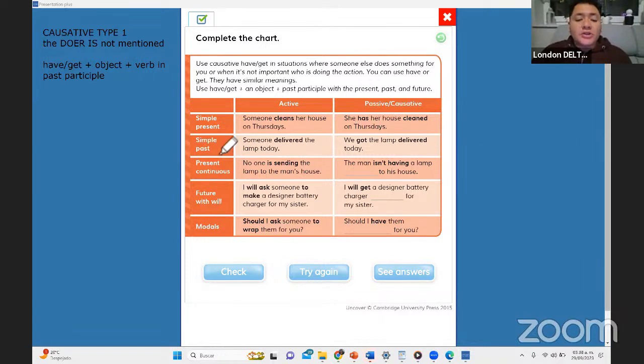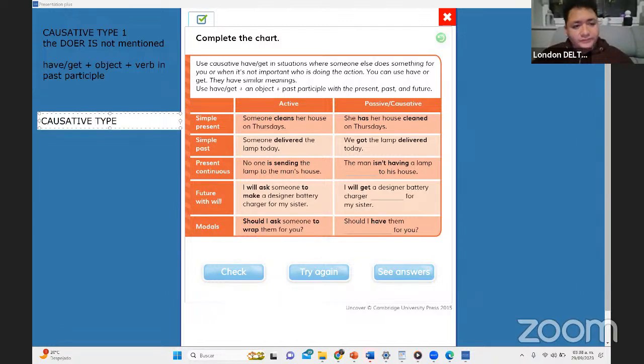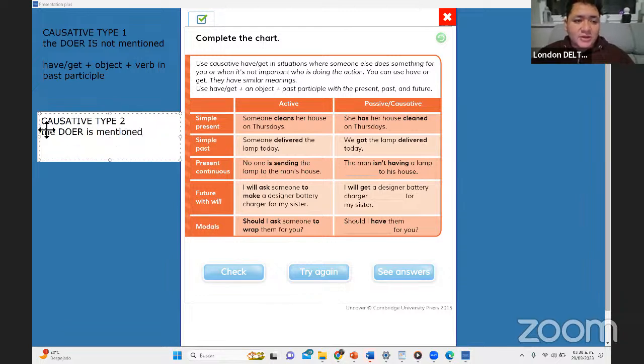Now we are going to check the causative type 2. In the causative type 2, the doer is mentioned. La persona que hace la actividad es mencionada. Here, the structure, you use the same have or get. Then you mention the person, okay, the person who does the action. Okay, the doer, el que lleva a cabo la acción.